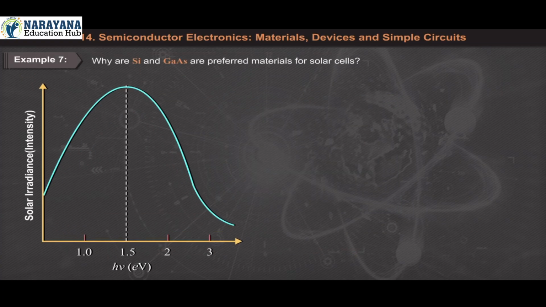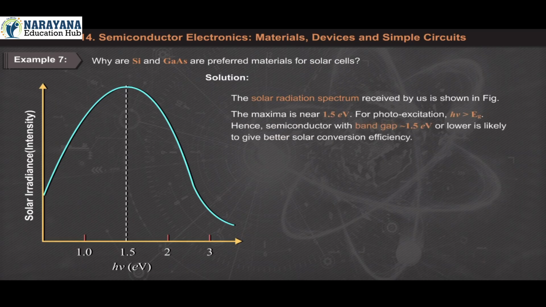Example 7. Why are silicon and gallium arsenide preferred materials for solar cells? Solution: the solar radiation spectrum received by us is shown in the figure. The maxima is near 1.5 electron volt. For photo excitation, hν is greater than Eg. Hence, a semiconductor with band gap of ~1.5 electron volt or lower is likely to give better solar conversion efficiency.